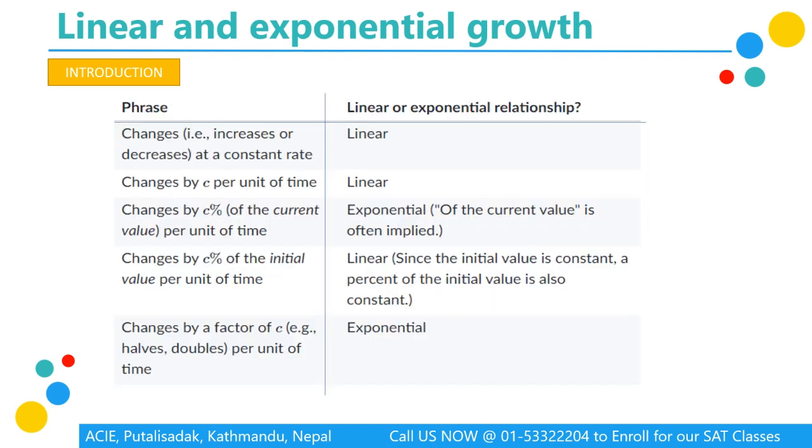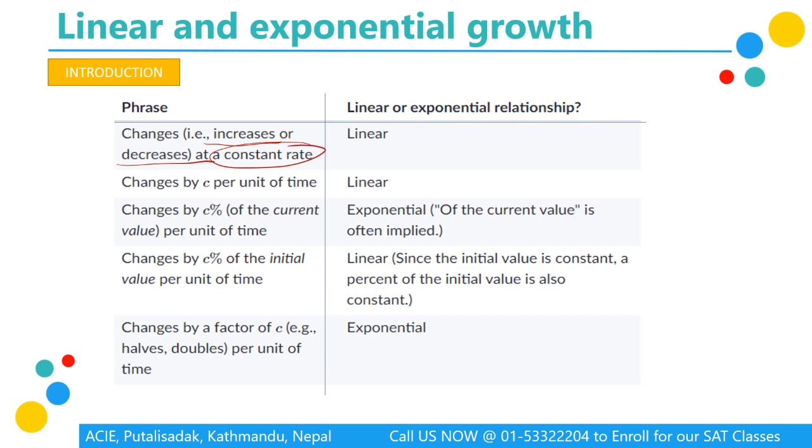So I think knowing a few phrases and how they work is going to help you know if the word problem given to us is linear or exponential. First, if the wording says changes, or increases or decreases at a constant rate, then it's going to be linear, because it's increasing or decreasing at a constant rate.